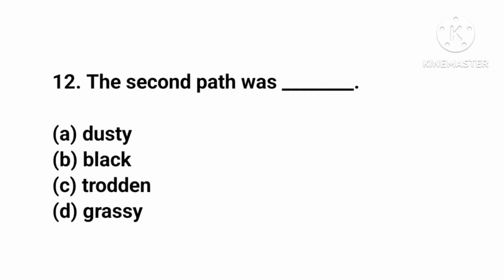Now number 12. The second path was dash. Option A, dusty. Option B, black. Option C, trodden. Or option D, grassy. So what was the condition of the second path which the speaker chose? Correct. The second path was grassy. Remember, it was grassy and wanted wear.